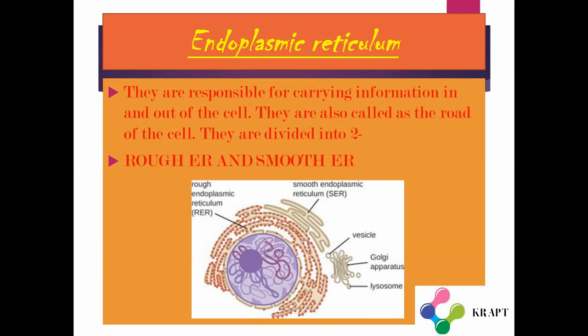Now, the next organelle is endoplasmic reticulum. Endoplasmic reticulum is responsible for carrying information in and out of the cell. They are also called the roads of the cell. They are divided into two parts: rough endoplasmic reticulum and smooth endoplasmic reticulum. Rough endoplasmic reticulum are bumpy because they have ribosomes on them. Ribosomes are responsible for producing proteins. As the name suggests, smooth endoplasmic reticulum is smooth as they don't have ribosomes.